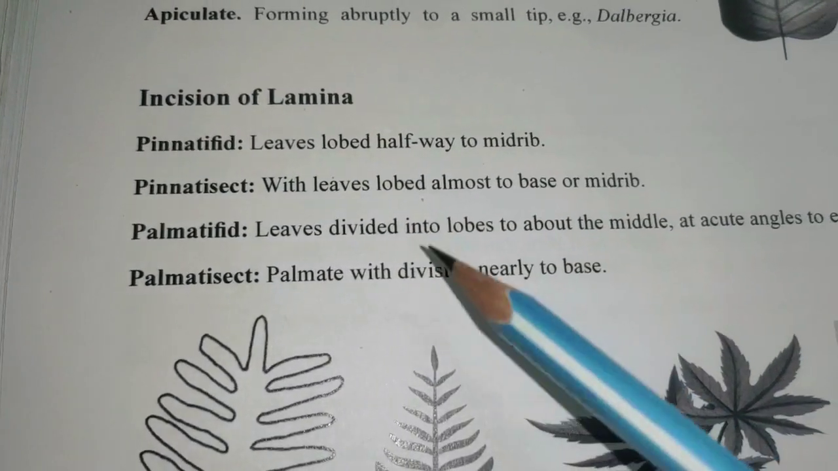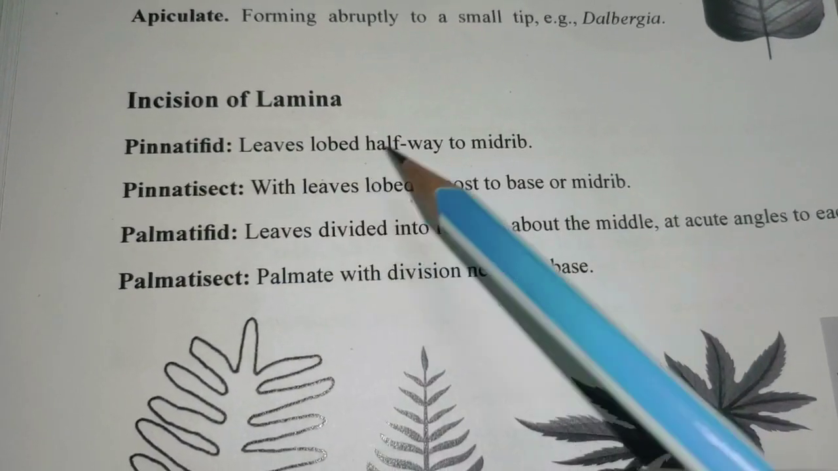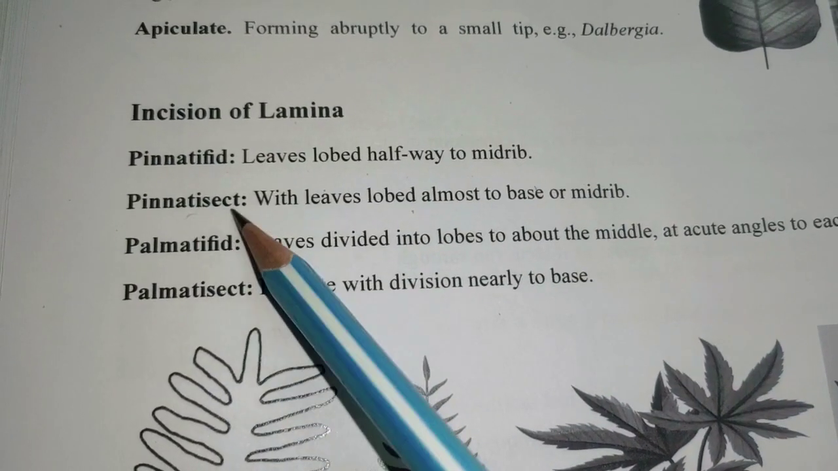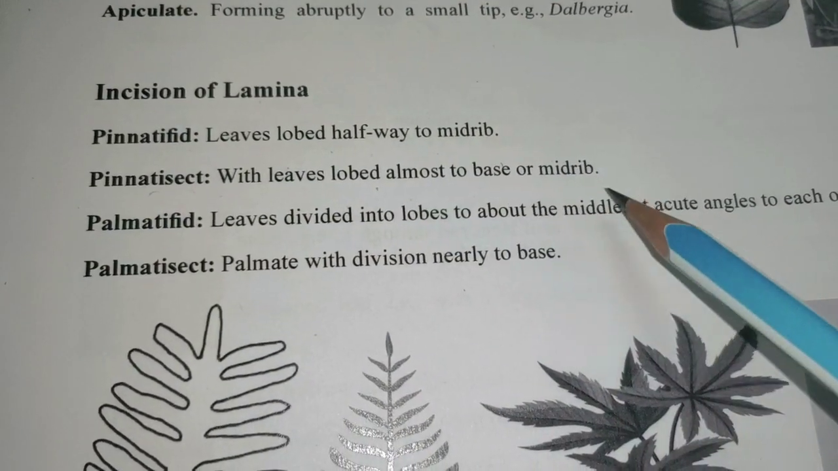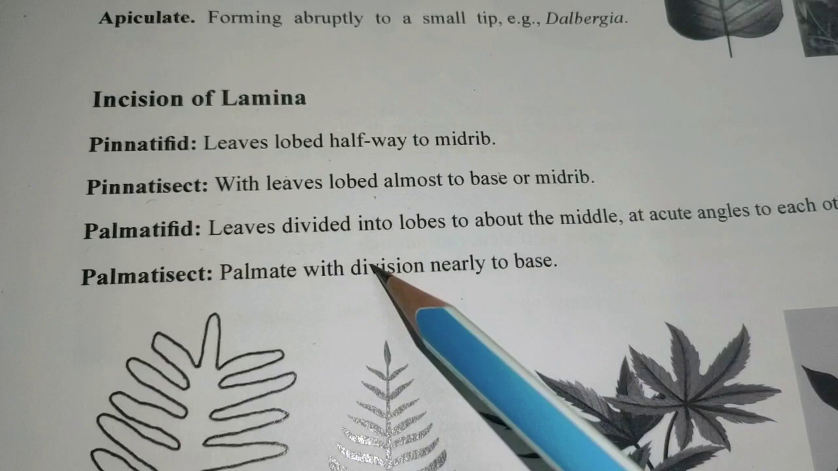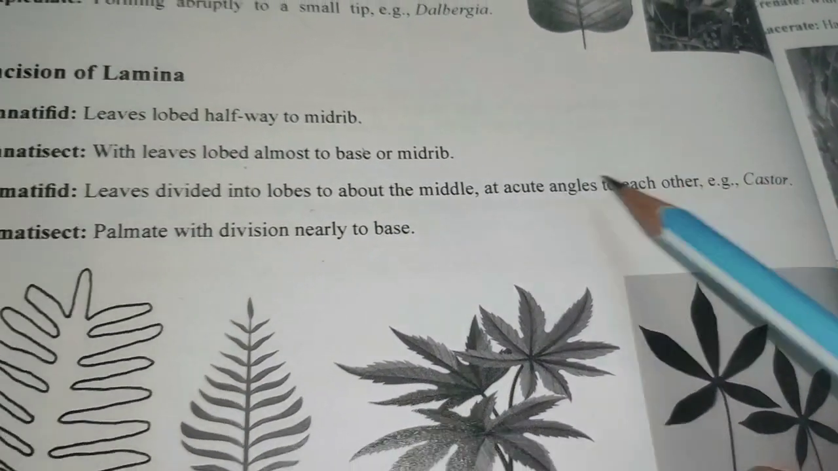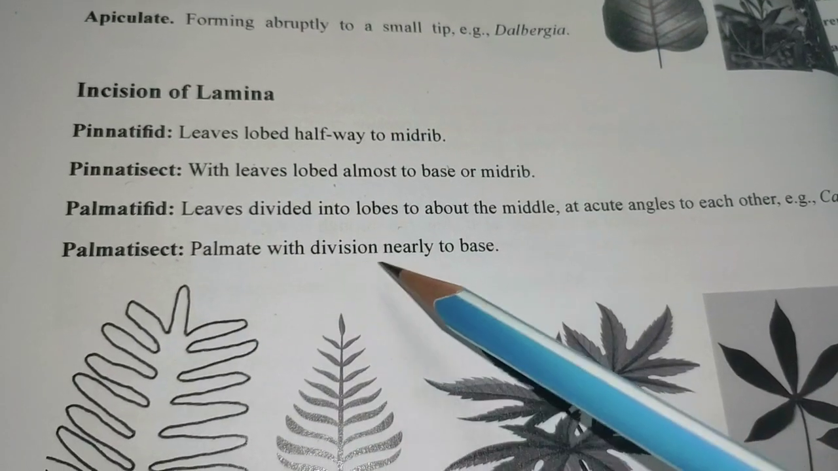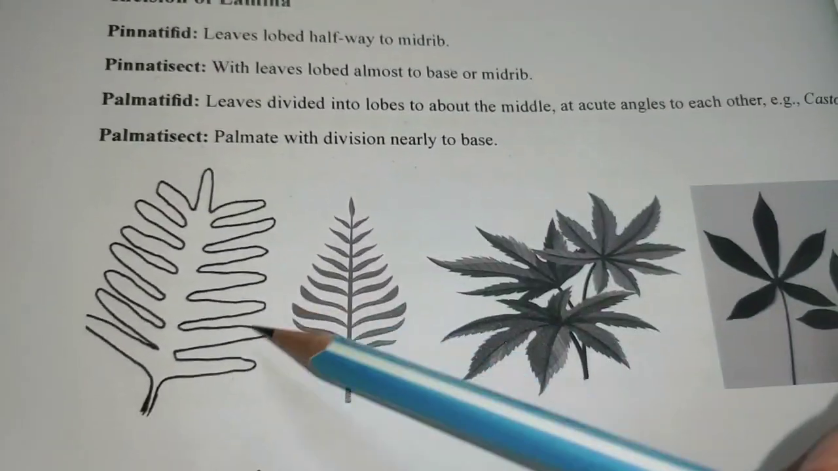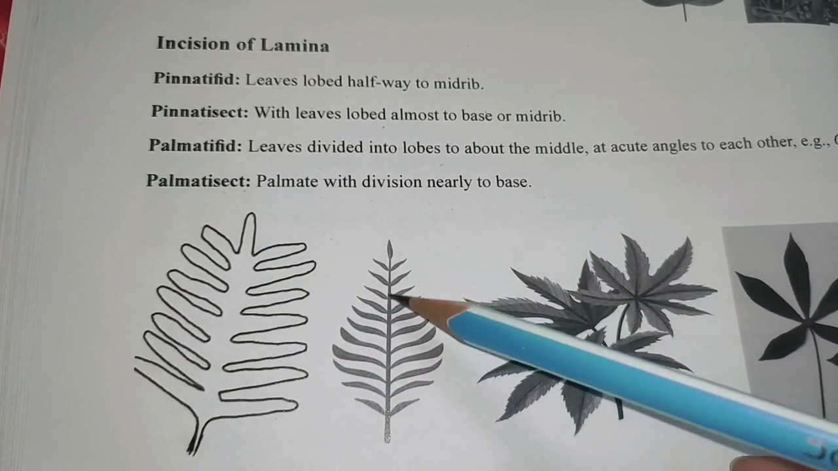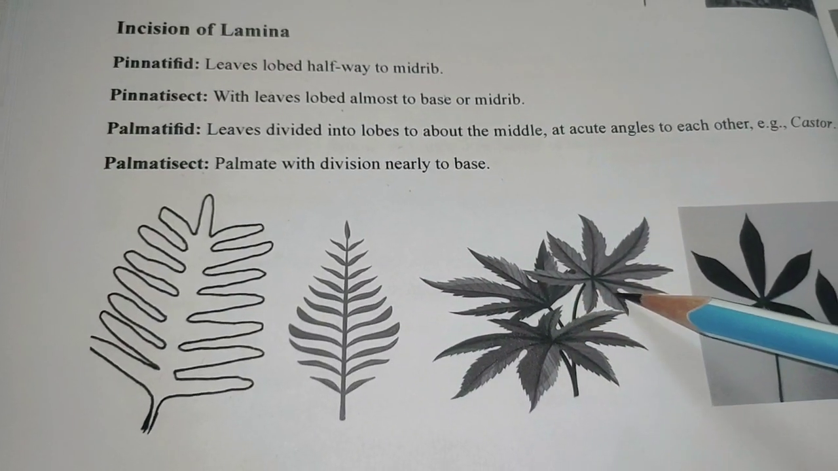Incision of lamina. Pinnatifid, leaves lobed halfway to the midrib. Pinnatisect, leaves lobed almost to the base or midrib. Palmatifid, leaves divided into lobes to about the middle at acute angles to each other, for example, castor. Palmatisect, palmate with division nearly to the base.